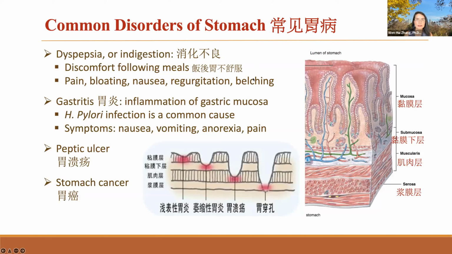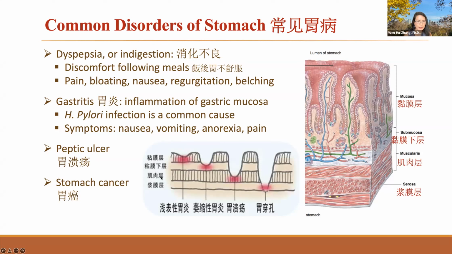A common disorder in the stomach is indigestion, and that's usually caused by low stomach acid. That's the discomfort after eating meals, and pain in the stomach, bloating, nausea, regurgitation, belching. Gastritis is the inflammation of the gastric lining, the mucosa. So there's the stomach. We can see the mucosal layer, and then the submucosal, and this is the layer of muscle. It's a smooth muscle.